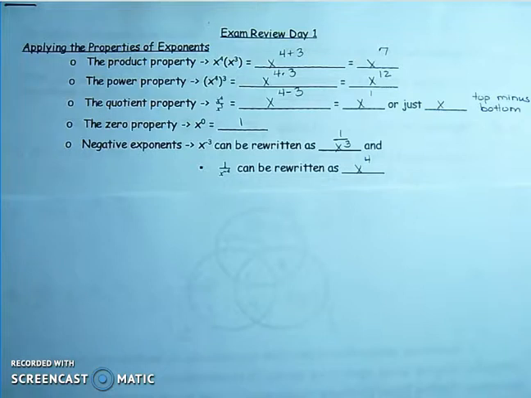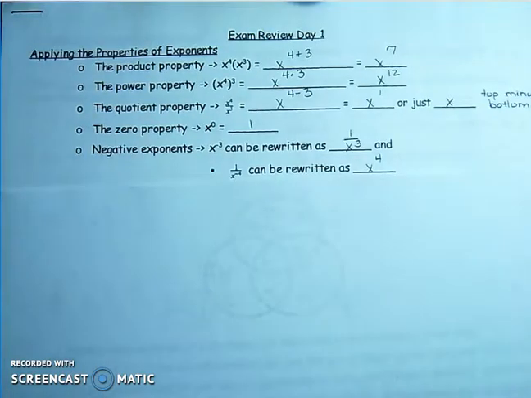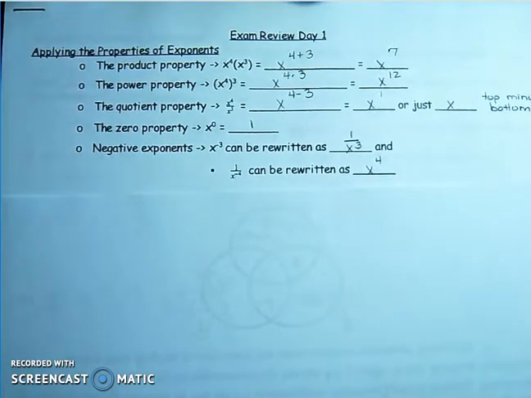The quotient property is the opposite of the product property. So instead of adding, we subtract. So x to the fourth divided by x to the third is x to the first, or just x. Please remember the rule is always top minus bottom. The zero property says that any number to the 0 is 1. So that can be any number big, small, any letter, anything.